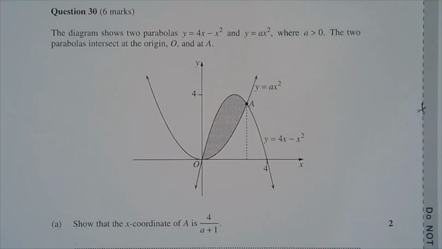Question 30. The diagram shows two parabolas, y equals 4x minus x squared and y equals ax squared, where a is greater than 0. The two parabolas intersect at the origin O and at capital A. Part A. Show that the x-coordinate of capital A is 4 over a plus 1.